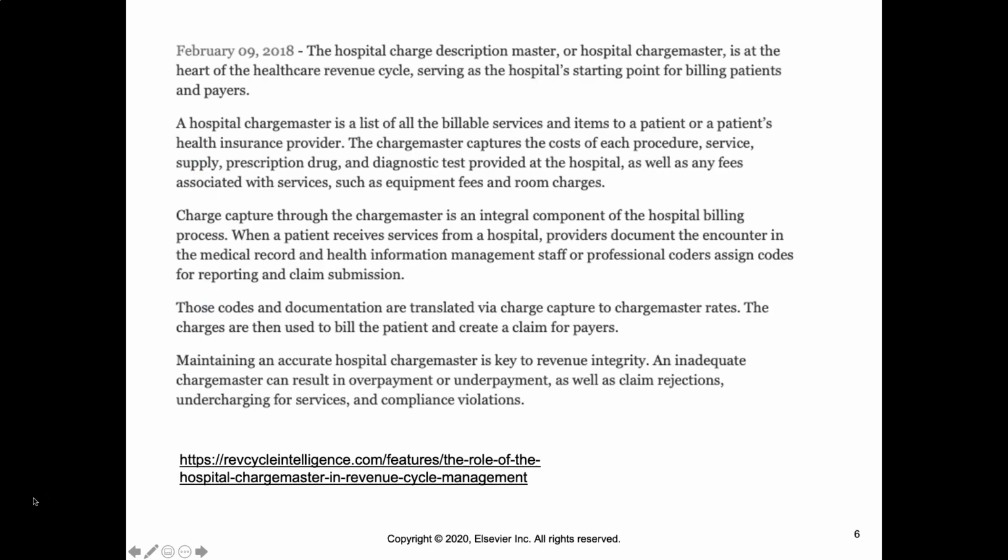Now moving on to the charge master, or the CDM, charge description master. Every hospital has one, every single one. So if you're in a hospital outpatient department, you'll become familiar with the hospital's charge master. It's a list of all the billable services and items to a patient or a patient's health insurance provider. The charge master captures the costs of each procedure, service, supply, prescription drug, and diagnostic test provided at the hospital, as well as any fees associated with the services, such as equipment fees, room charges, those types of things.